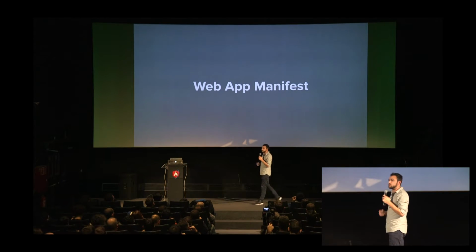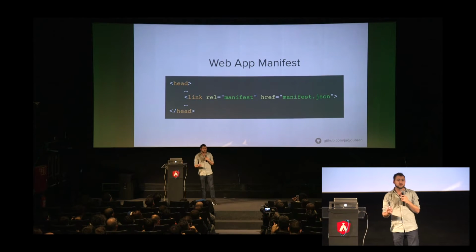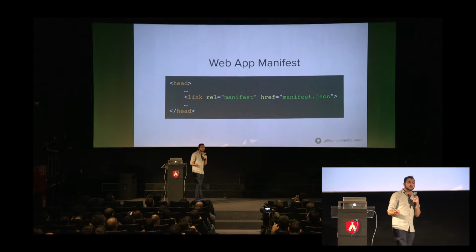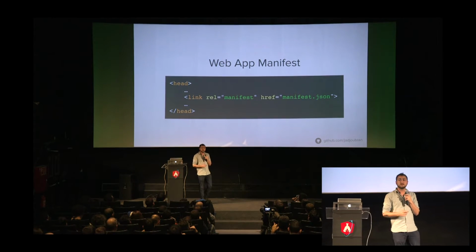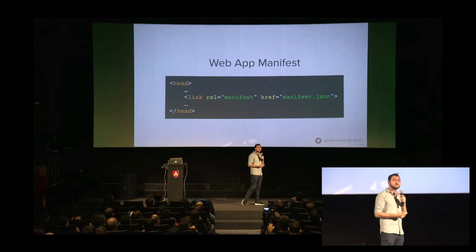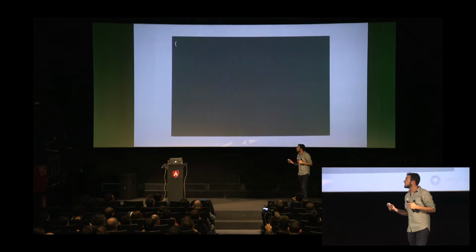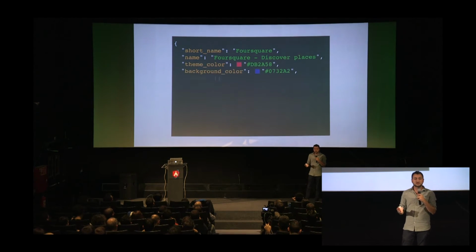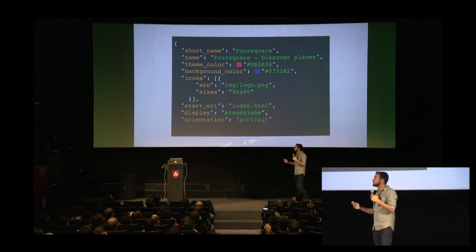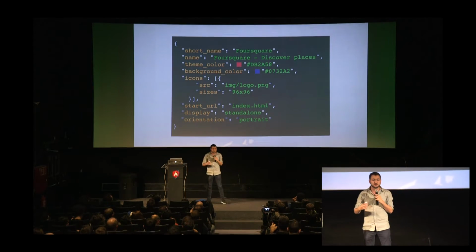So the first part is the web app manifest, and this is actually the easiest one. It's a regular JSON file that you create, and you can put it anywhere in your directory, and then you have to link to it with a link relationship manifest, and in this scenario I called it manifest.json. And here's what you can have inside this file. We're going to go through all of these. So for example, short name, orientation, etc.